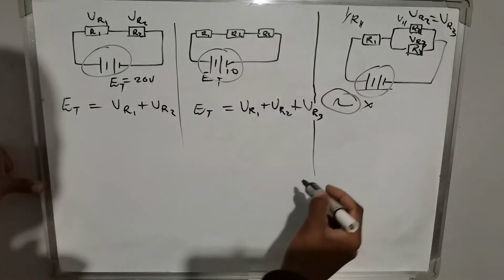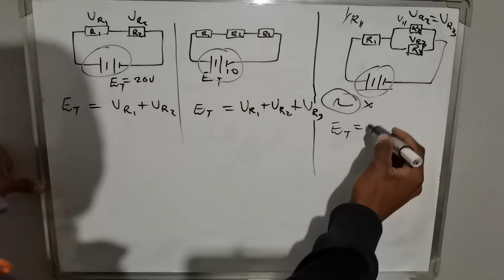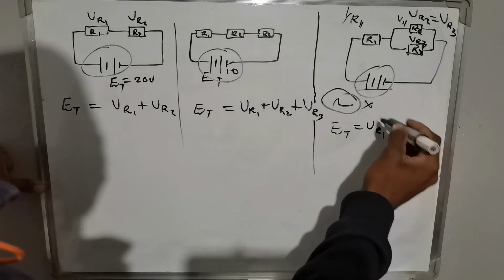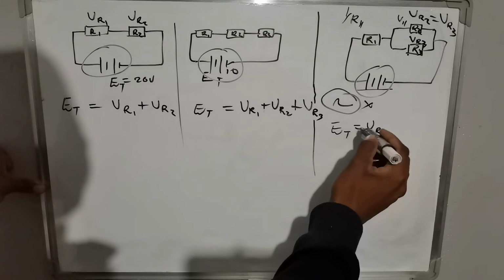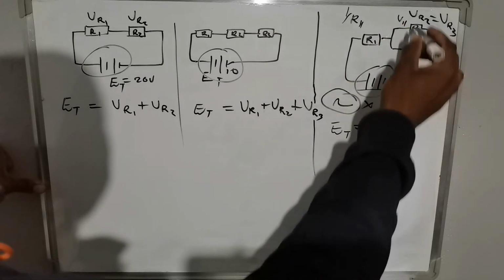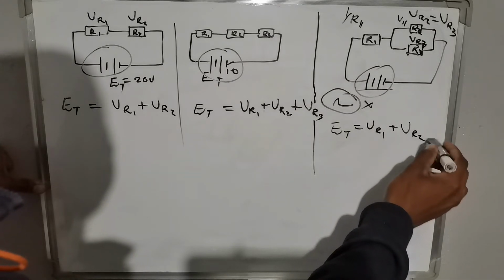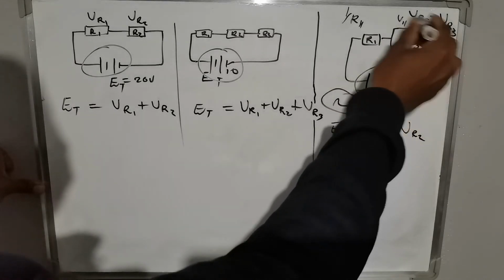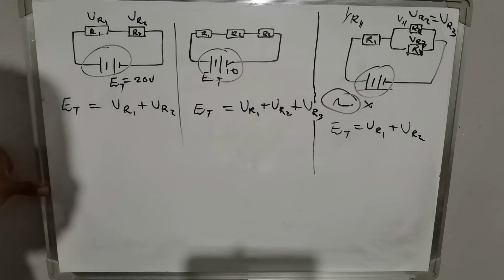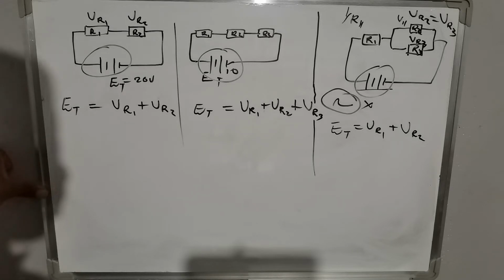loop, you find that the total EMF across VR1, the total EMF is equal to the volt drop across VR1 and the volt drop across VR2. So you choose this loop and leave out the other one. So that is why we don't want to stress about the total resistance of the circuit.